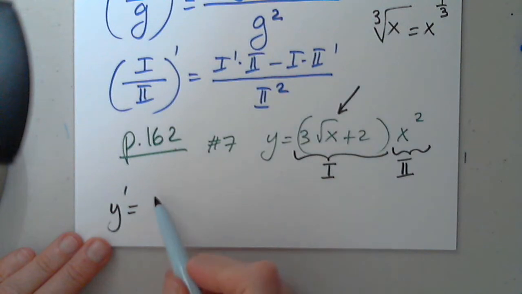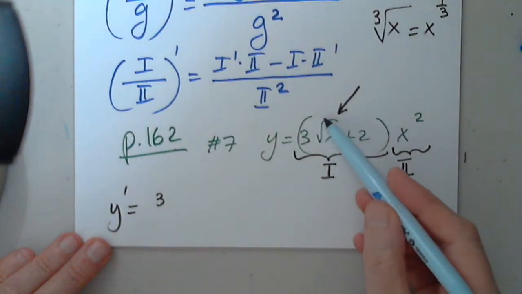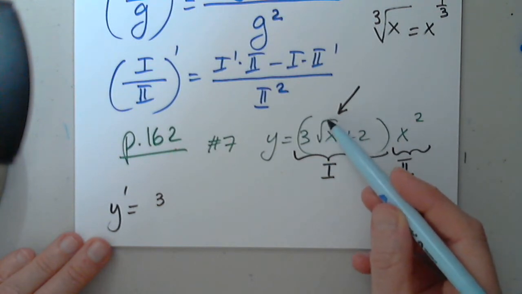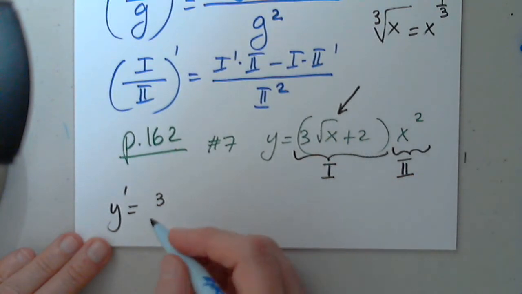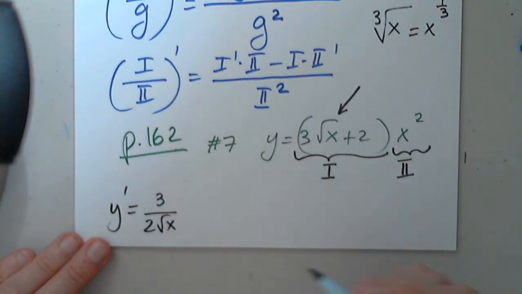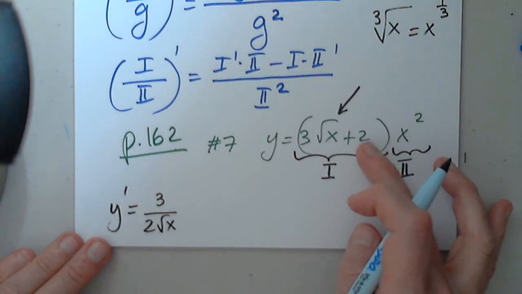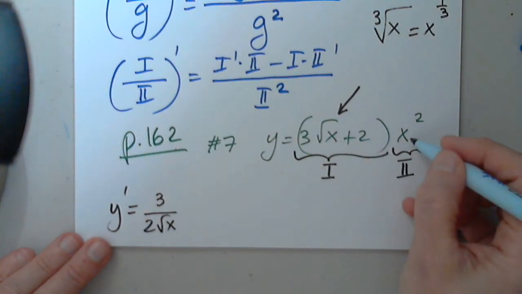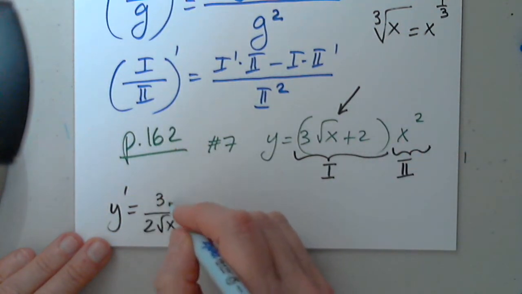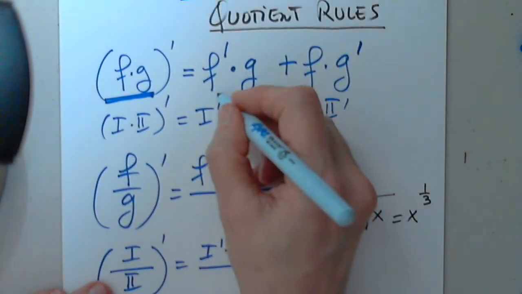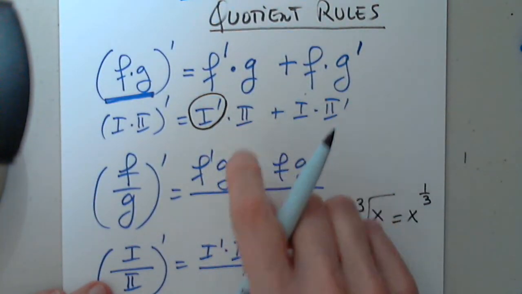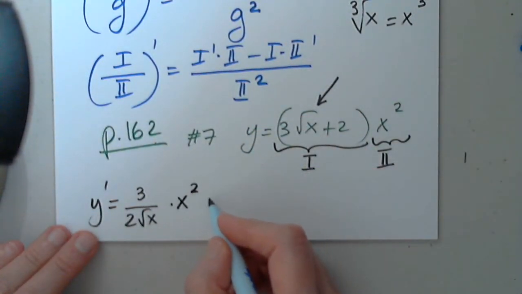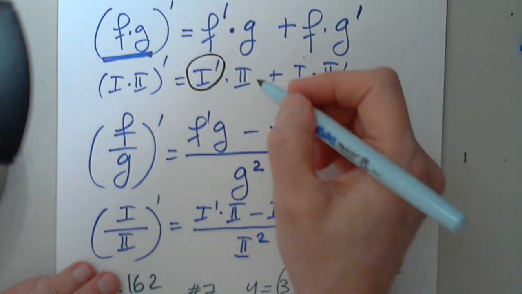Of course, I have to have a 3. And what is the derivative of the square root of x? 1 over 2 square root x. Very good. Awesome. What is the derivative of 2? Yeah. Of course. Times the second function. So this is this piece. Now I have to multiply by the second function. Plus.